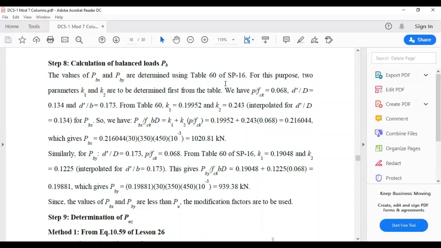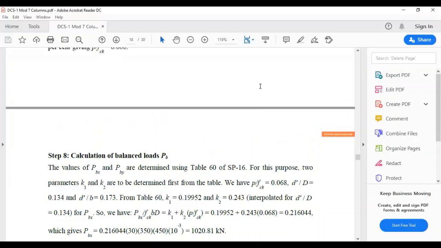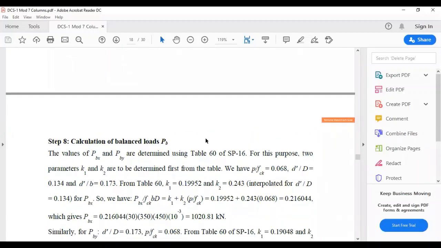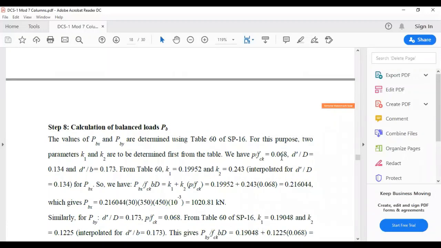So K1, K2 values from the table. We have p upon fck as 0.068. This value of p upon fck we just used from the previous step, and in this case the value of D dash by D we have is 0.134, and D dash by B value is 0.173. From table 60, in both cases the value of k1 is 0.19952 and k2 is 0.243.